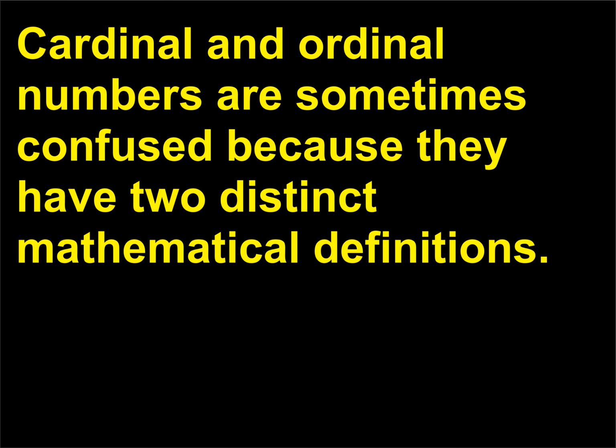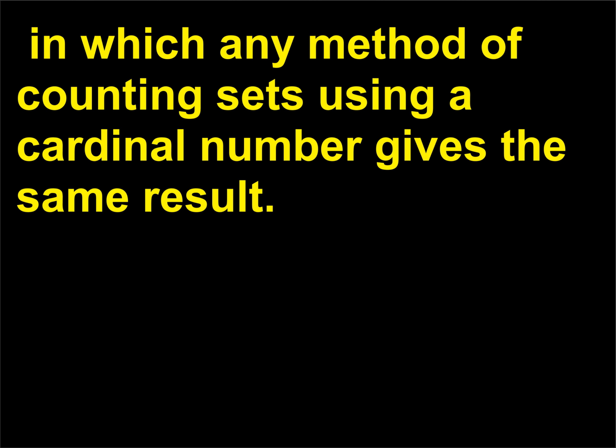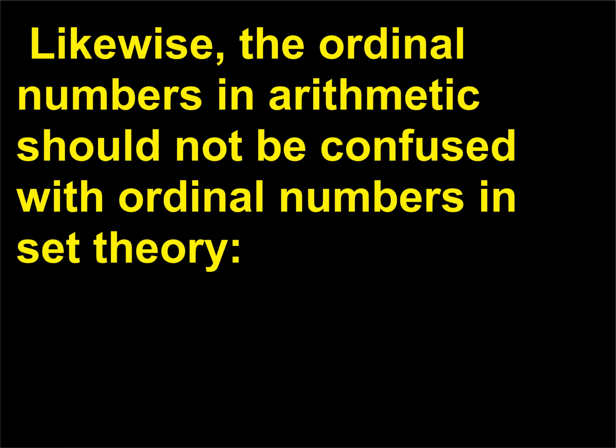Cardinal and ordinal numbers are sometimes confused because they have two distinct mathematical definitions. The cardinal numbers in the numbering system should not be confused with cardinal numbers in set theory, in which any method of counting sets using a cardinal number gives the same result. Likewise, the ordinal numbers in arithmetic should not be confused with ordinal numbers in set theory.